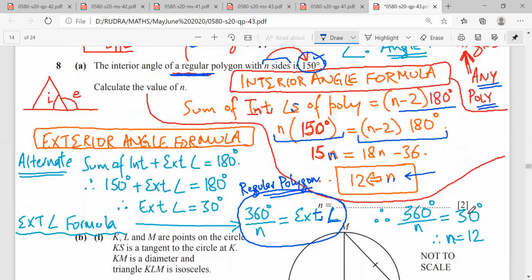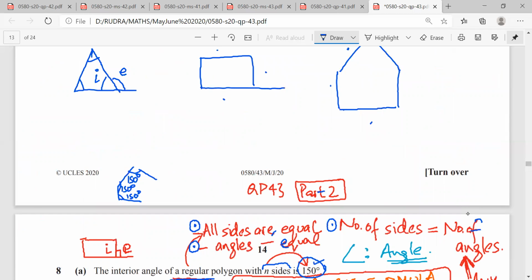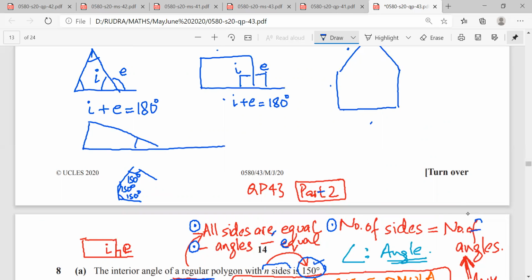Now, one of the properties that I have is that for a polygon, interior angle plus exterior angle would be equal to 180 degrees. Mr. Rudra, any doubt here? No, sir. Now, this is true for a triangle. This is true for a rectangle also. If I take this as a rectangle, this is the interior angle, this is the exterior angle. The interior angle plus exterior angle would be 180 degrees. And if you think further, this property would be true for any triangle. For example, if I have a scalene triangle, here also the interior angle plus exterior angle would be 180 degrees.